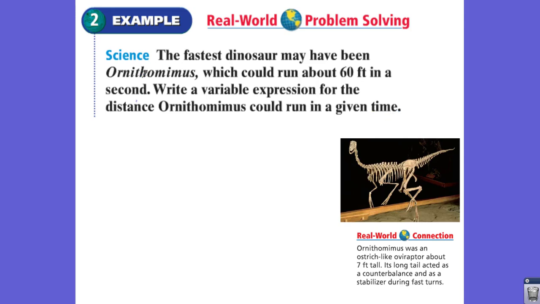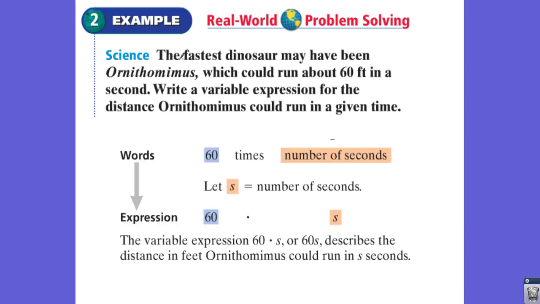Well, the variable is going to be our seconds because we don't really know. But I know however many seconds it is, if he can run 60 feet every second, we know that would be 60 times a variable s. And then the way we would actually write that is 60s. Now, no matter how many seconds we have, we could determine how far they ran. So same kind of thing. 60 represents our number of feet per second. S stands for the number of seconds. We write it as 60s.